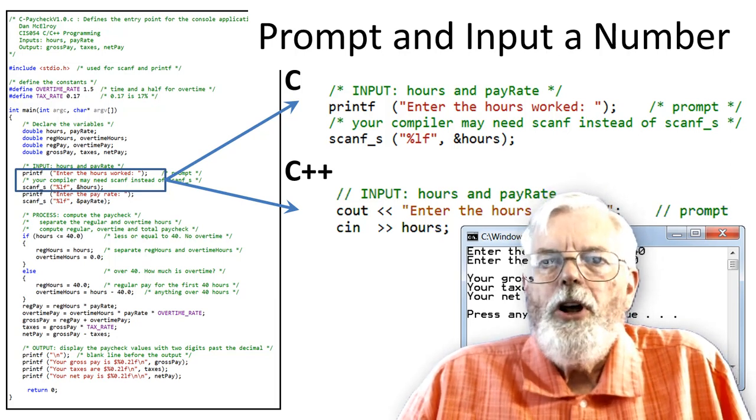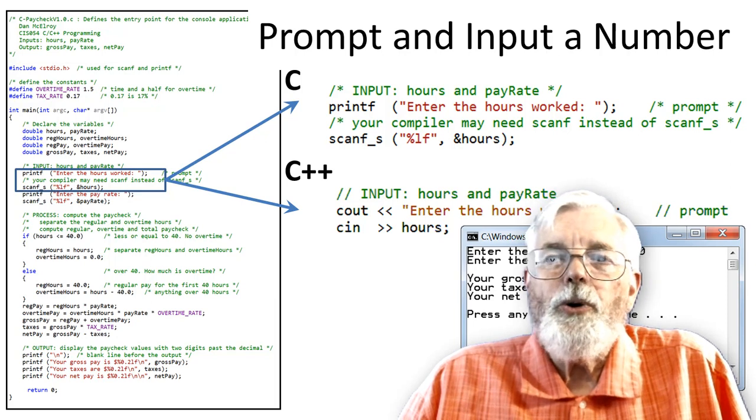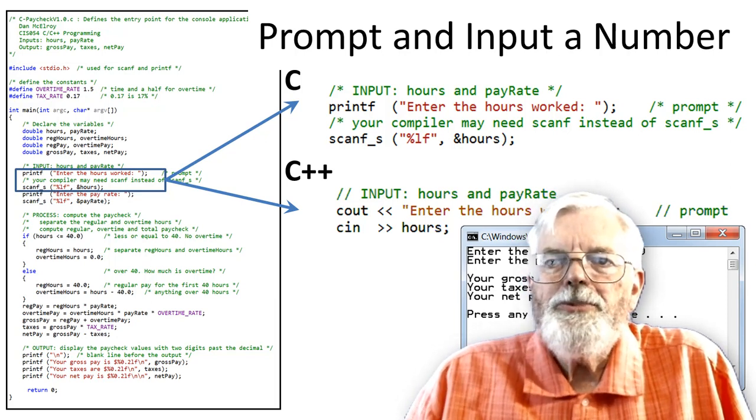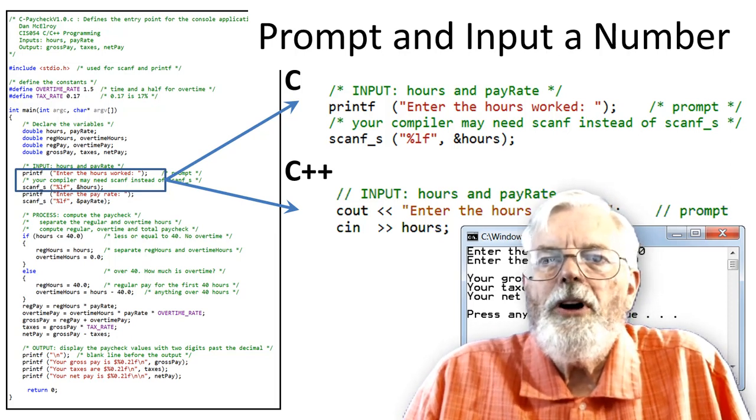C programs use the printf statement to output to the console screen and scanf or scanf_s to read from the console keyboard. C++ programs use cout to output to the console screen and cin to read from the console keyboard.